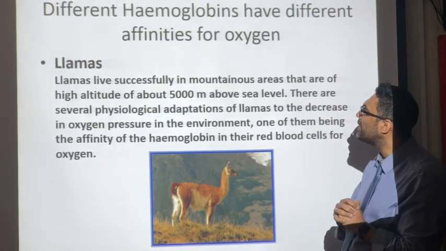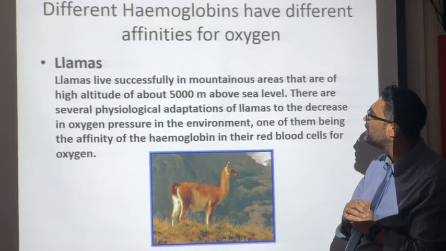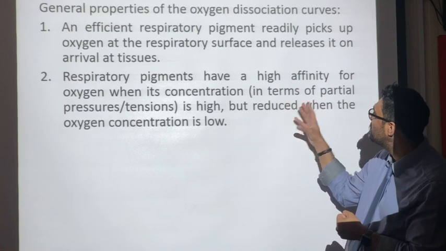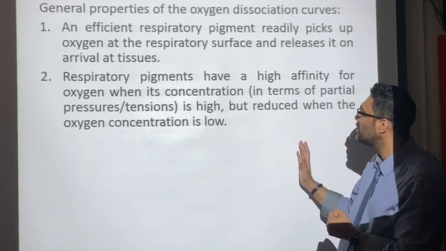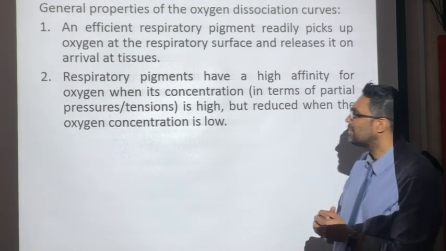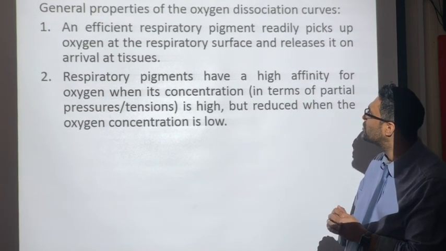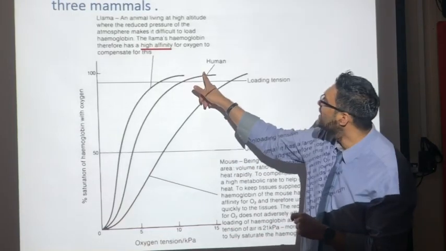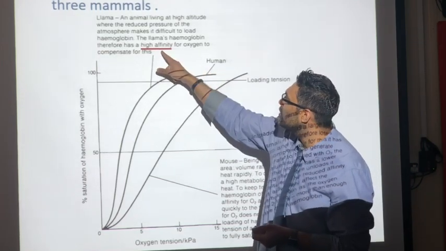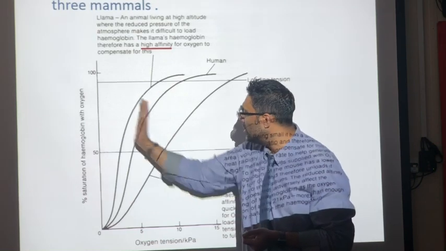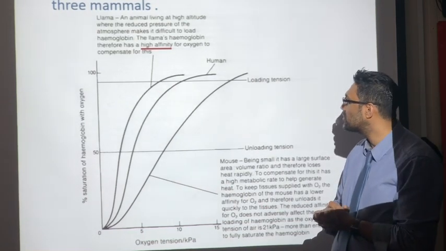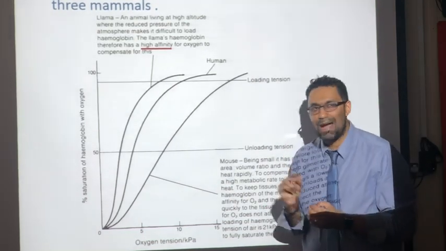If we look at the llama, on the next slide I think there's a picture. It's got a higher affinity for oxygen, so it's going to be shifted to the left. There's your llama. I knew there was a slide on the llama. Look, the llama's got a higher affinity for oxygen, so it's shifted to the left. What about a little mouse?